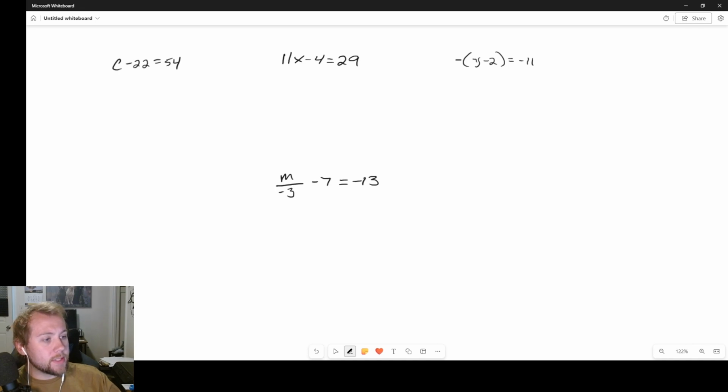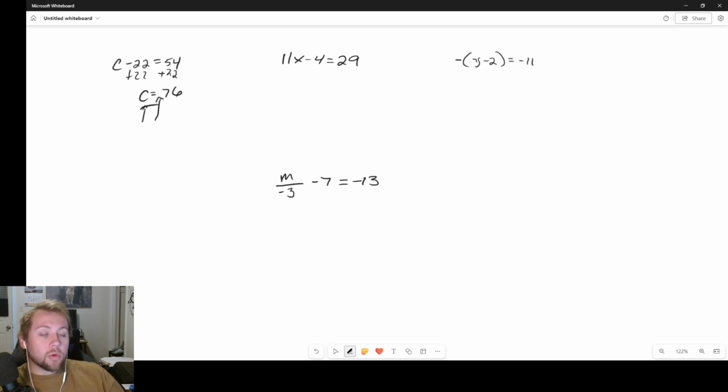First, we have this c minus 22 equals 54. Well, of course, you just add 22 to both sides there. That's going to give you c is equal to 76. You have to have that c is equal when we're solving our equations. We have to make sure we have this equal sign and we have this variable.